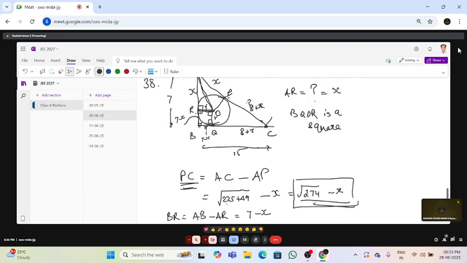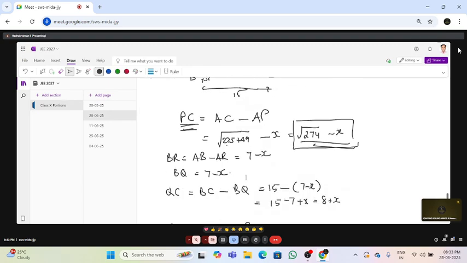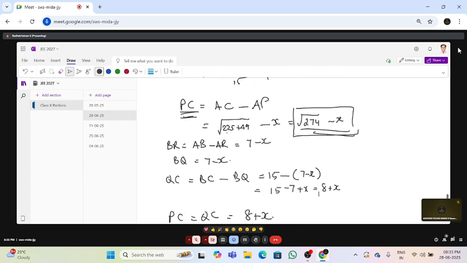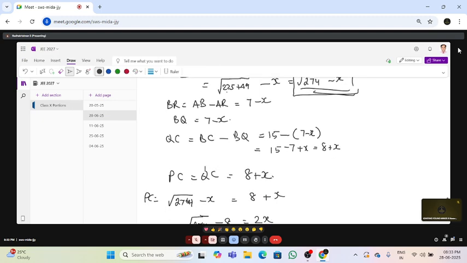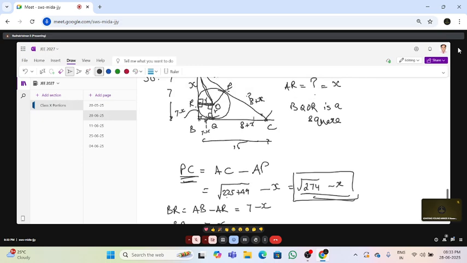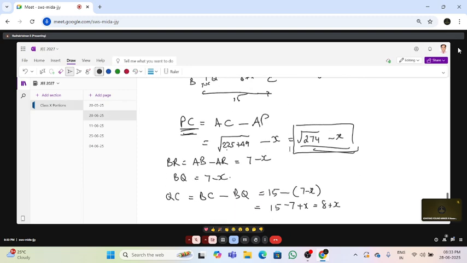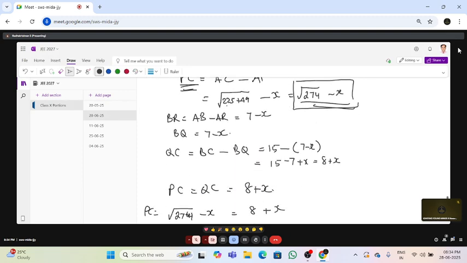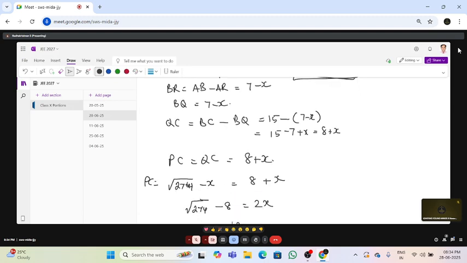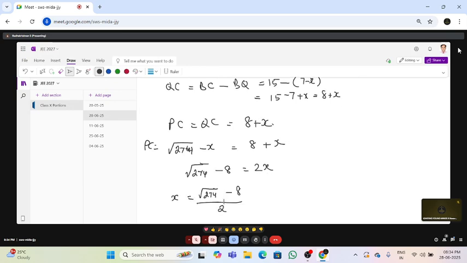So therefore, BR equal to BQ. So BQ equal to 7 minus x. Since BQ equal to 7 minus x, QC equal to BC minus BQ. That is 15 minus 7 minus x, which comes to 8 plus x. So PC equal to QC because again, from an external point, 2 tangents. So this is 8 plus x. Now we have two values for PC. One we got as root of 274 minus x, the other we got as 8 plus x. So equate the two, and you get x equal to root of 274 minus 8 whole divided by 2.